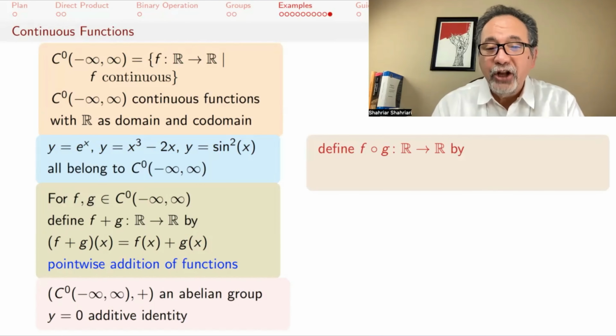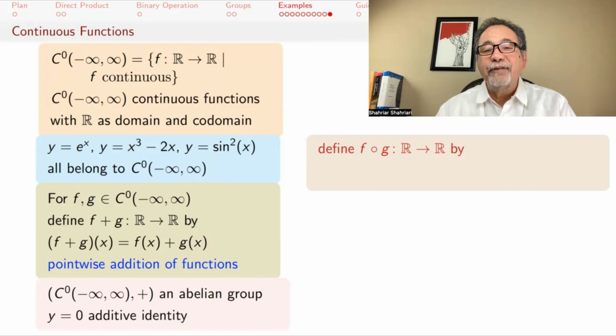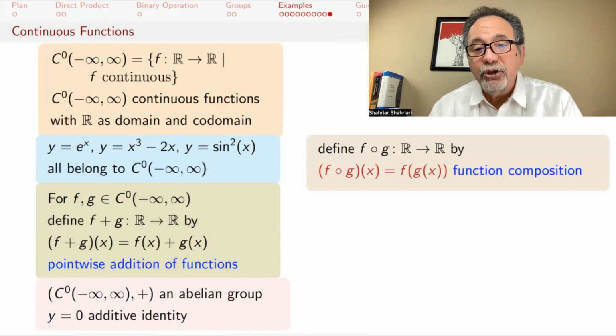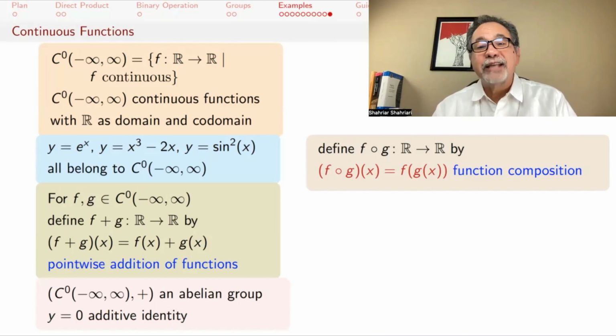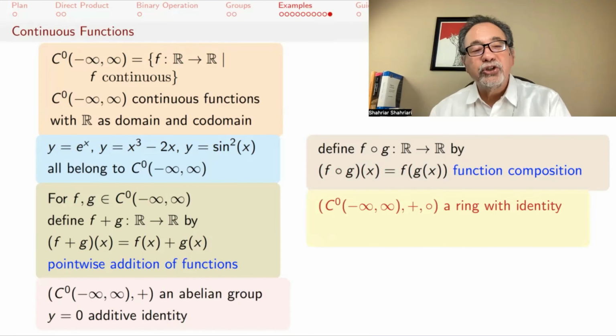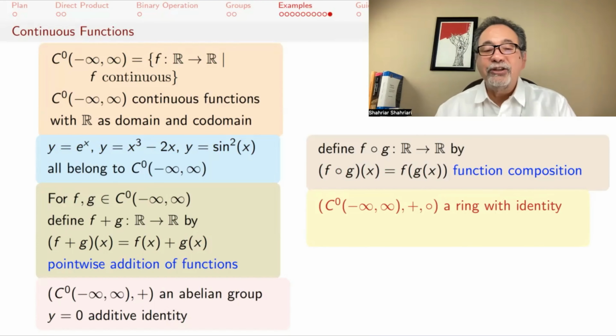You can also define another operation. Take f and g, and f circle g is going to be function composition. F circle g is, again, the name of another function. Which function? I'm going to tell you by telling you what it does to a real number. What's f circle g of x? It's f of g of x. That's function composition.